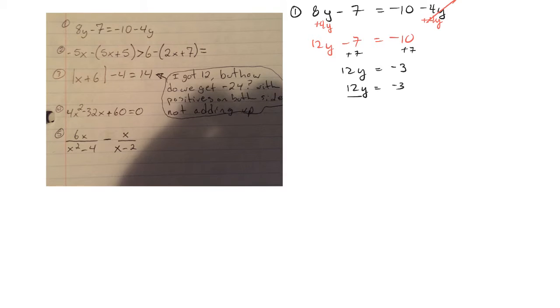So divide by 12, divide by 12. So then y would be equal to negative 3 over 12, which, if you simplify, is negative 1 over 4. Okay, so that's the first one. Okay, number 2.